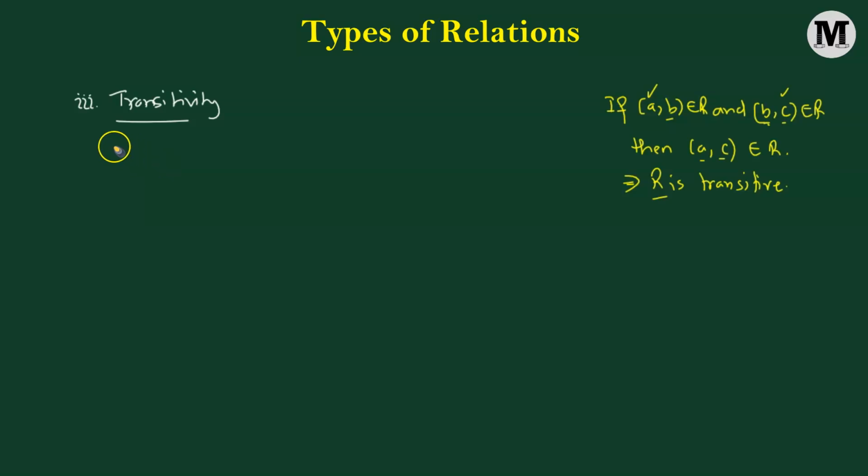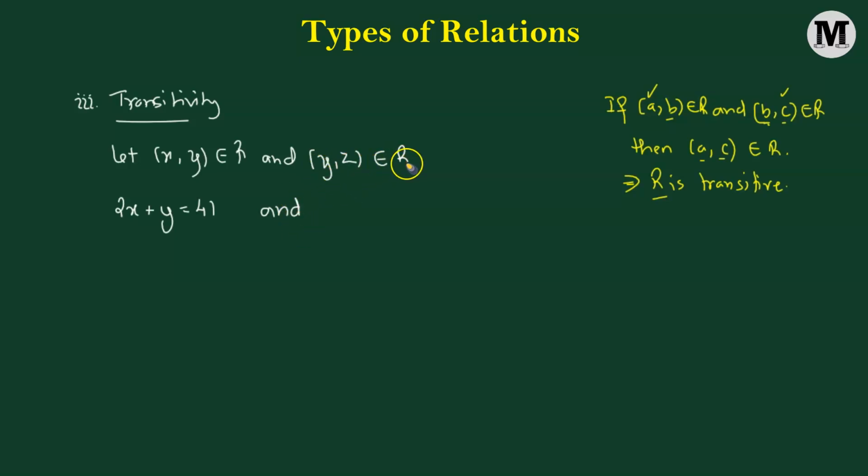So let us suppose that x comma y belongs to the relation R, and we consider another ordered pair y comma z also belonging to the relation R. What does x comma y belonging to R mean? This simply means that we have the equation 2x plus y equals 41. And the ordered pair y comma z belonging to R gives us the equation 2y plus z equals 41. All we have done is substitute the value of x with y and the value of y with z.